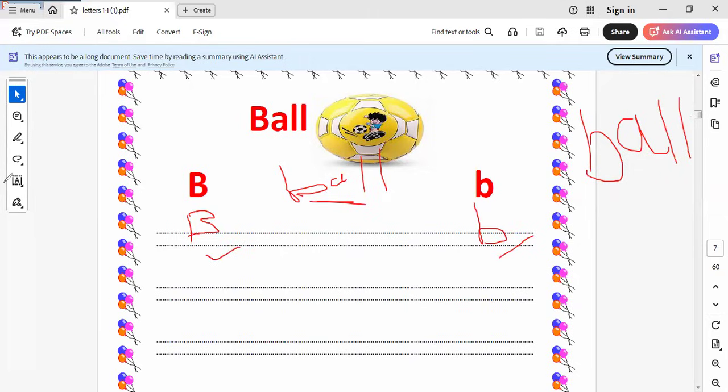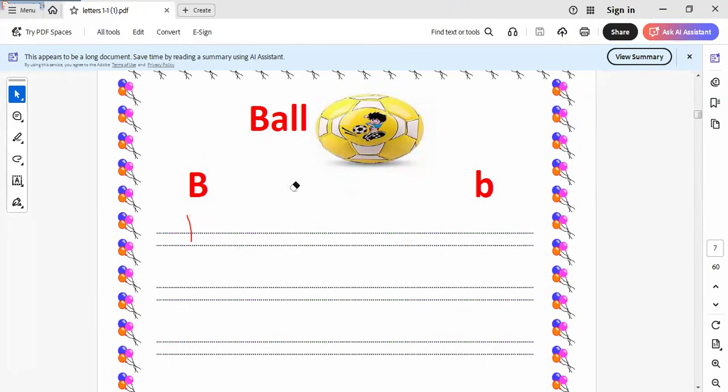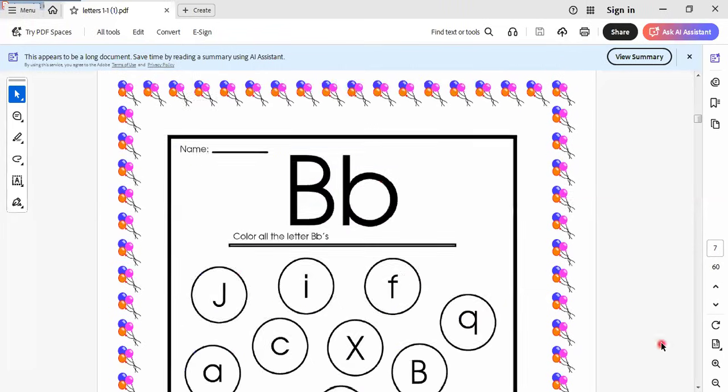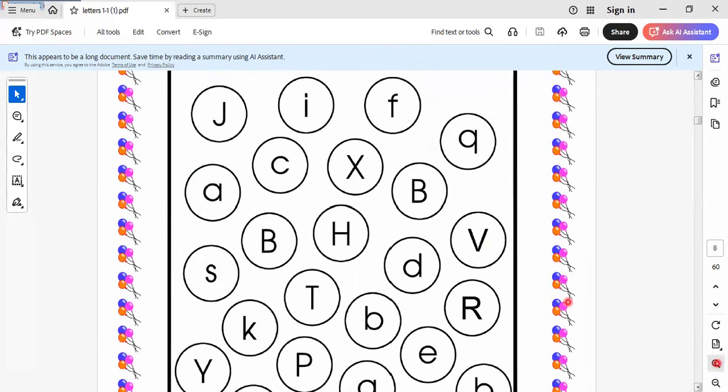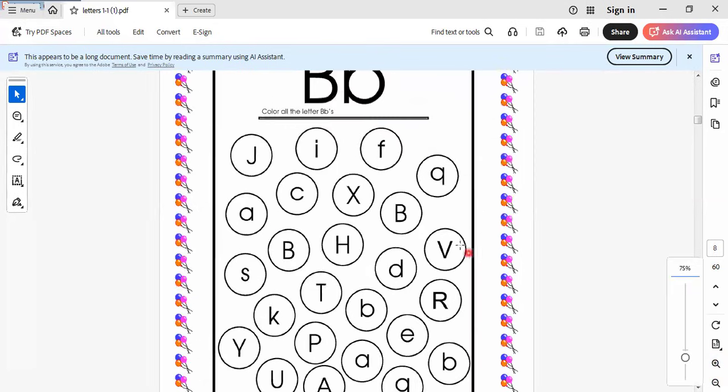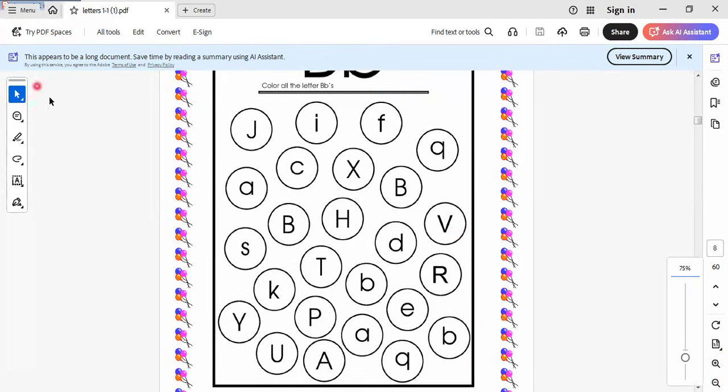Let's go to another item in this part. Here is the exercise to find which is the letter B, circling this letter B. So I make a shadow for the letter B. Here is letter B, B capital. Here is B small. Here is B capital, and here is B small. All these are letter B. Let's go to another one here.